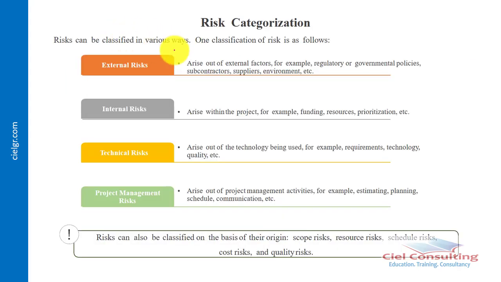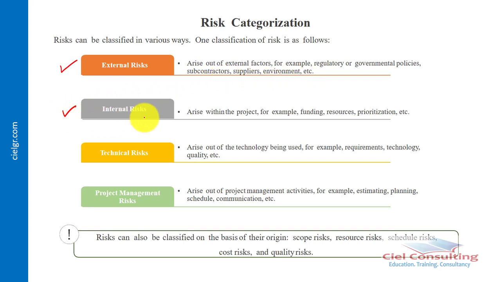Now there are various categories of risk. Categories of risk basically talks about creating specific risk categories that will enable us to effectively manage our risk, and this also helps us, especially when it comes to risk identification. One of the classifications for risk is what we call external risk. External risks are risks that arise outside of the project due to external factors. For example, regulatory or governmental policies, subcontractors, suppliers, as well as environment.